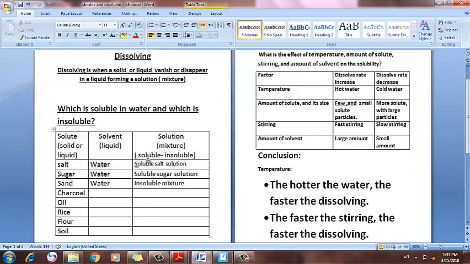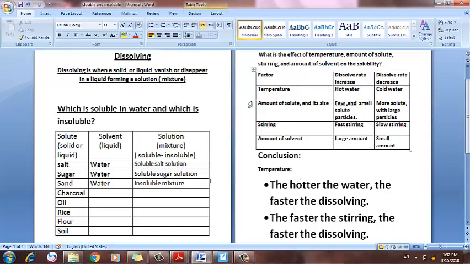We have different factors or different things that affect the dissolving. We can try temperature. If we use hot water, what will happen to dissolving? When we tested that in the lab, we found out that the hotter the water, the faster the dissolving. When we used hot water, the dissolving was really faster than the cold one.